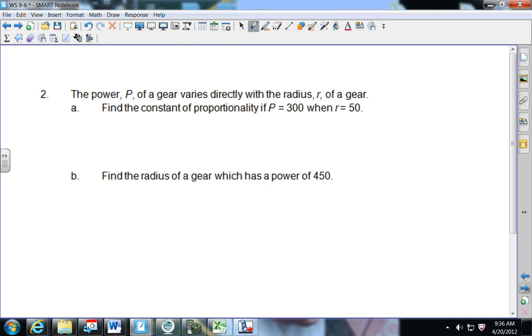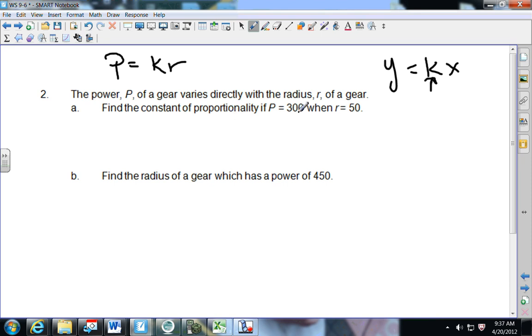I want you to look at this. If you're watching the video, I want you to pause the video and try and write it. Remember that we have y equals kx. K is that slope or that rate of change. It says the power P of a gear varies directly with the radius. So P equals k times the radius. Find the constant of proportionality.